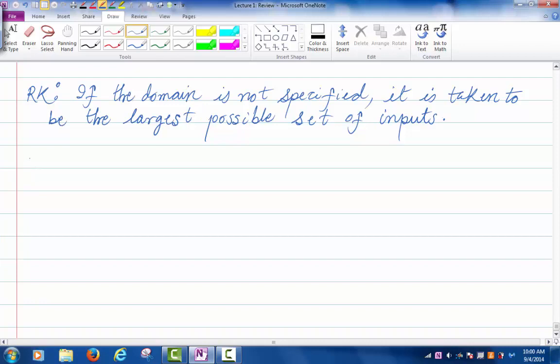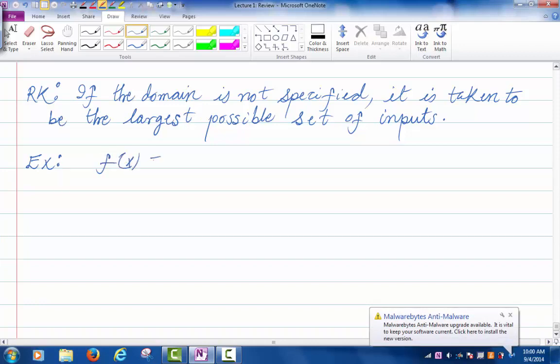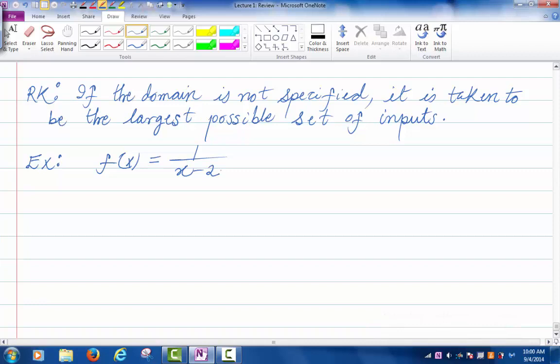So for example, let's say we are given this function f of x, and it is given by the formula 1 over x minus 2. So what this function is doing, you give an input value x. What it does, it subtracts 2 from the input and takes the reciprocal, right? Now, the domain is not specified, so what do I do? Well, I take the domain to be the largest possible values of x for which this function makes sense, right?